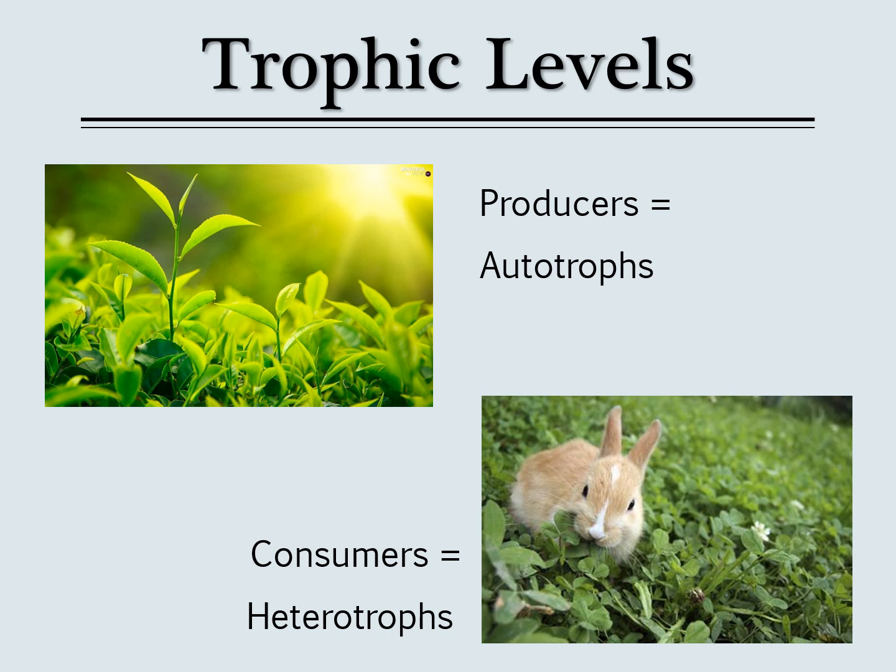A consumer is an organism that cannot make its own food molecules, so it must eat or consume other organisms. Another name for a consumer is a heterotroph. Now let's learn how these two types of organisms get energy.